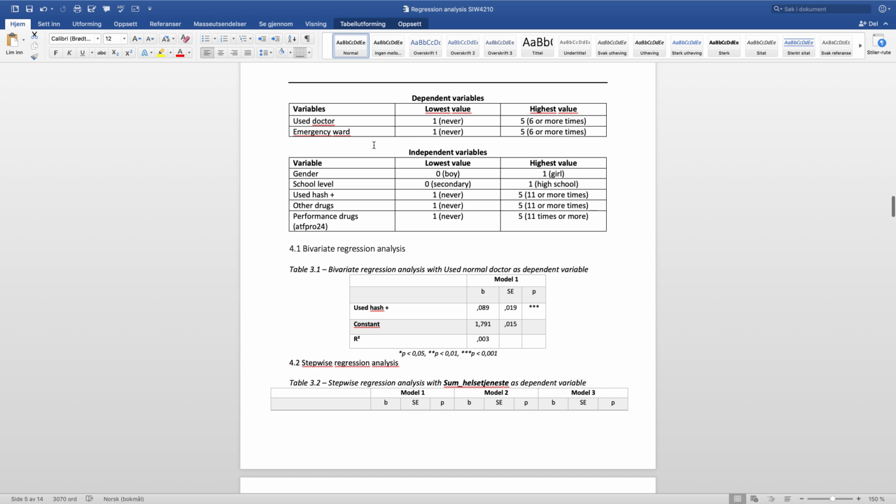Well, okay. In this model, the student has looked at the use of a doctor or physician and emergency ward, so it's really the use of medical staff, so to speak. One is never and five is six or more times. This is neatly and nicely done. Gender is zero for boys and one for girls. School level is zero for secondary and one for high school. Use of hash or cannabis is one for never, and five is 11 or more times. Use of drugs is one for never and 11 or more times. And performance drug is the same.